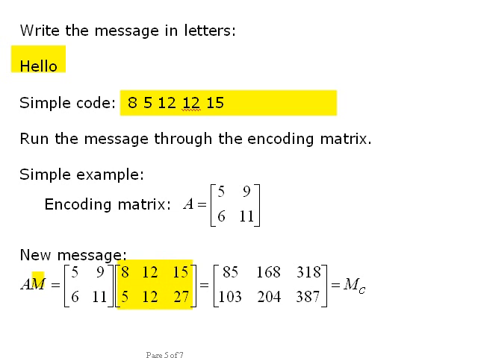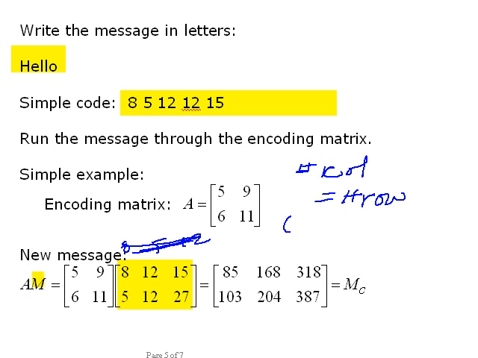You could do it where you go 8, 5, 12, 12, 15; it wouldn't have mattered, as long as you're consistent and the person on the other end also knows what you did. But I need to be able to multiply by this encoding matrix. Remember, when you multiply, the number of columns in the first matrix has to equal the number of rows in the second one.